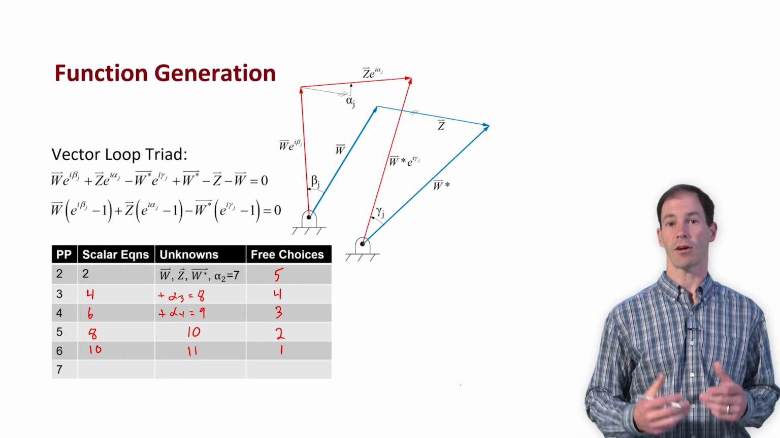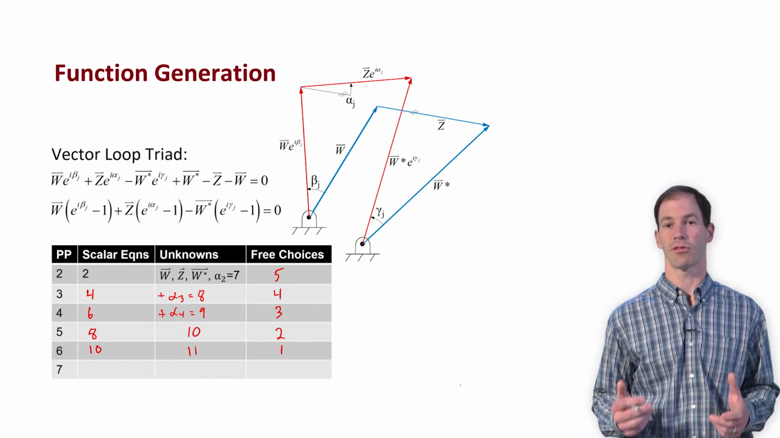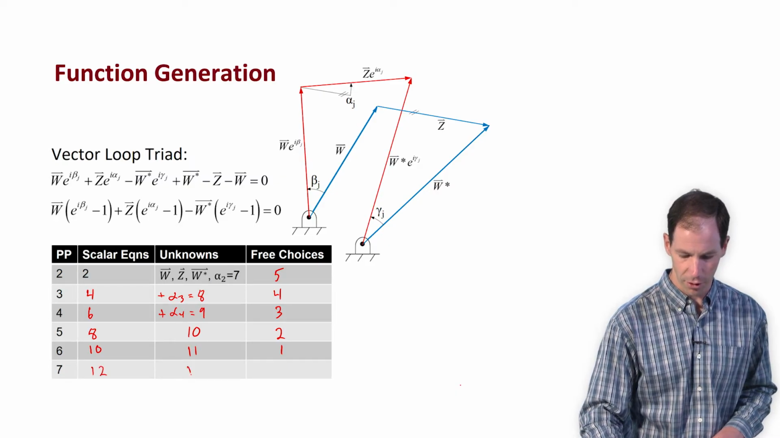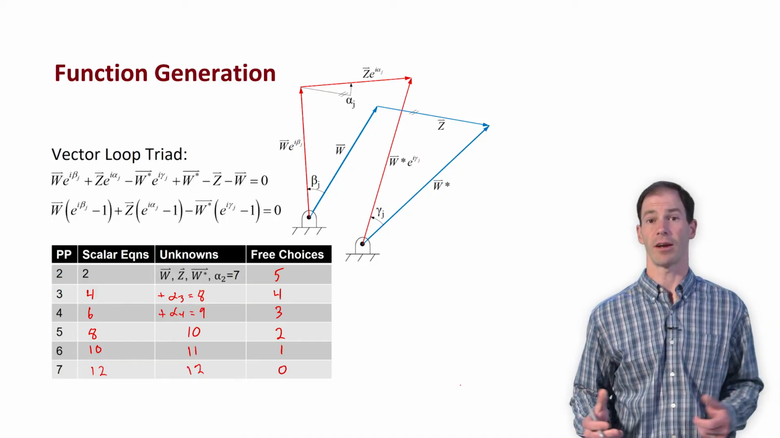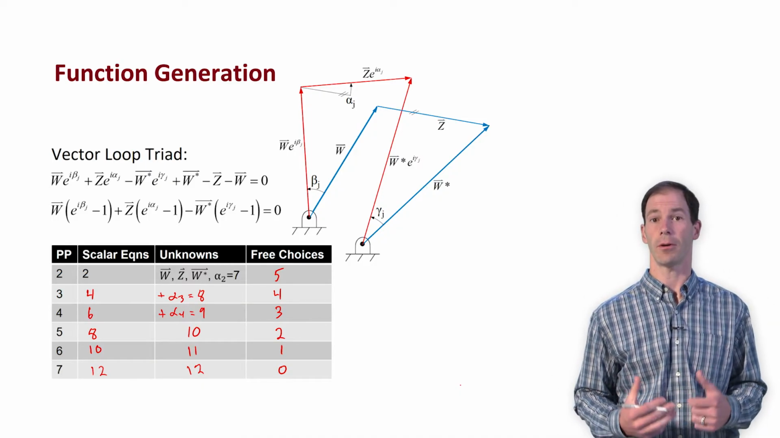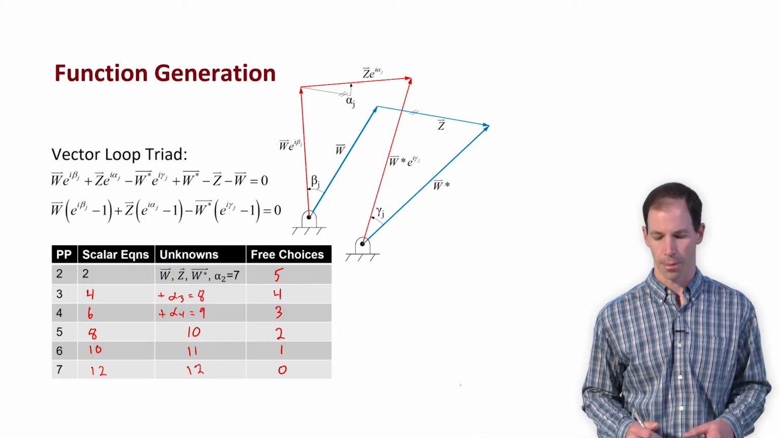And believe it or not, we can actually synthesize a function generator through 7 precision positions by getting up to 12 scalar equations, 12 unknowns, and then having 0 free choices and a finite number of solutions. Quite challenging actually to solve the system of equations, but it is possible to do so.